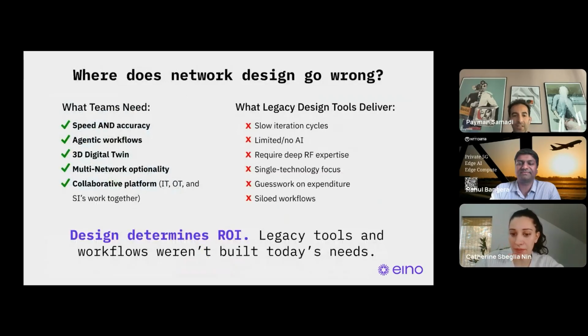Thanks, Rahul. Thanks, Kat. So let's talk a little bit about this design process. It starts with many of these conversations during calls, emails, and meetings where we gather the requirements that we need for that network. And then the team goes back to the office and tries to convert those requirements, for now and for the future, into some sort of design.